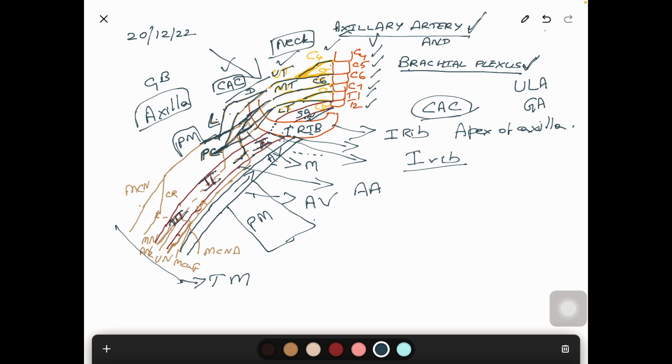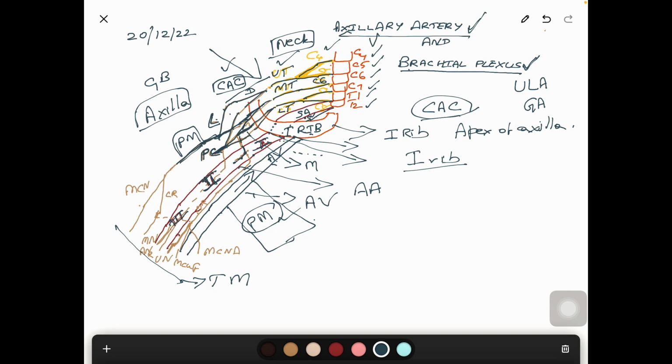Medially, axillary vein. Now we will continue with the second part, which is below the muscle, pectoralis minor. But in this diagram, I have removed this pectoralis minor. Now we will continue with the relations of the second part. Lateral cord is lateral. So you have to learn the second part corresponding relations.